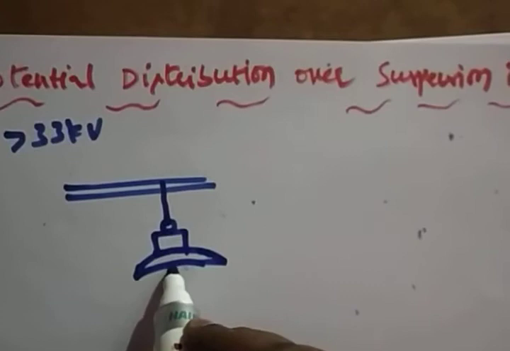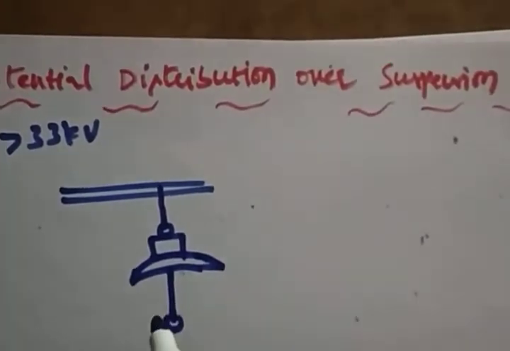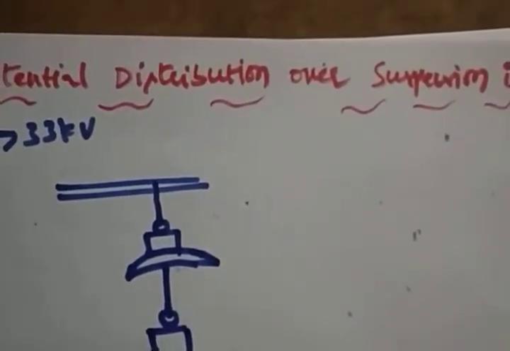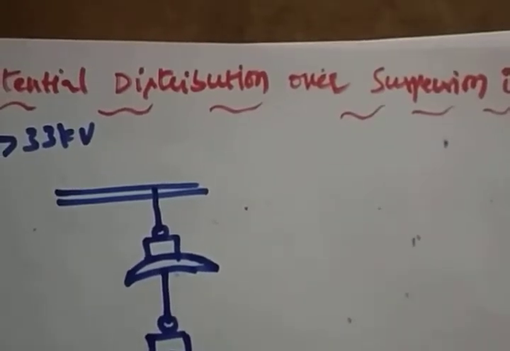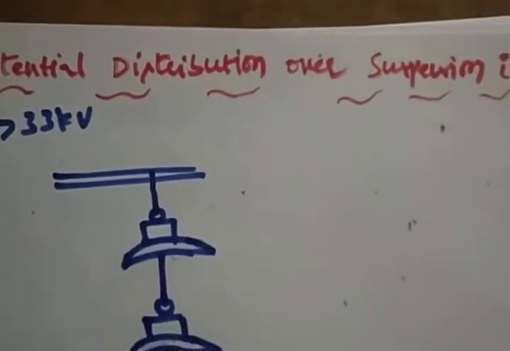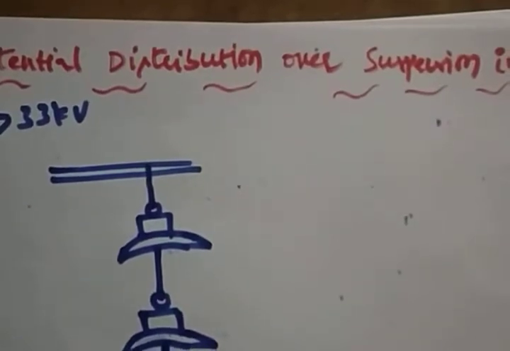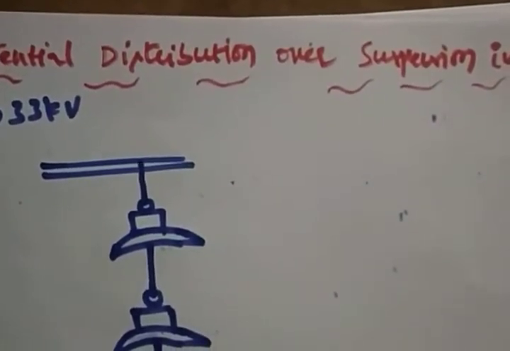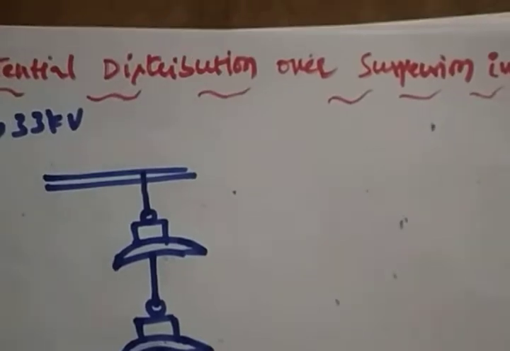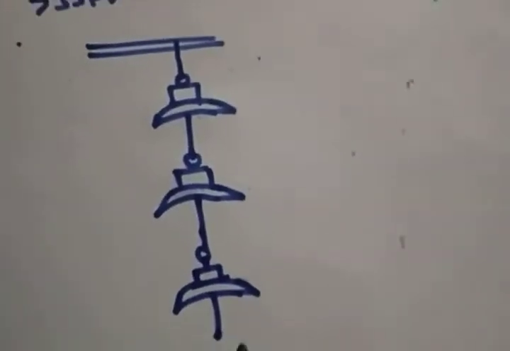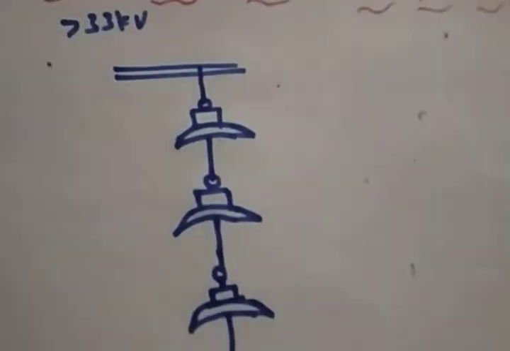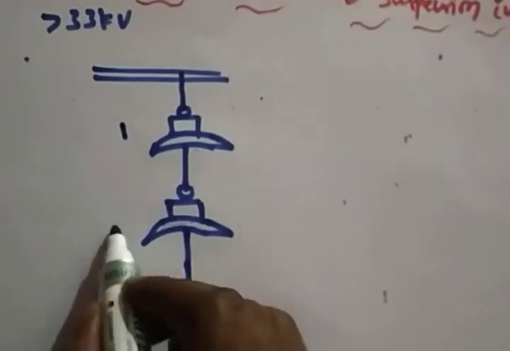This is an insulator and another metal conductor. This is one more porcelain disc. Right, so you can fit your conductor like this. So this is a suspension type insulator which has how many discs? 1, 2, 3. The total number of discs is 3.